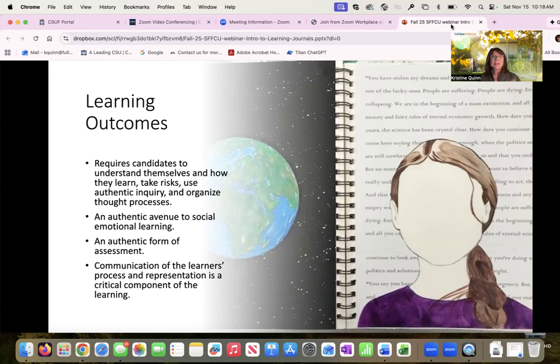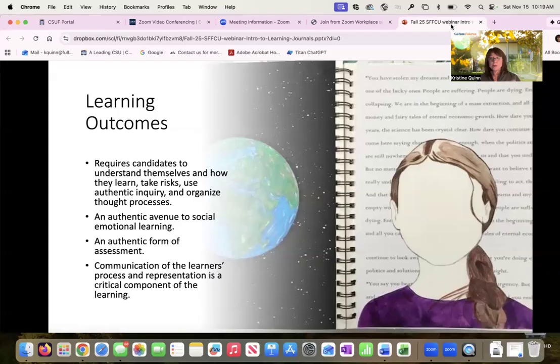This is an authentic avenue to social emotional learning. When students are working through their learning journals, quite often they are connecting to their own needs, to their own ideas, to their emotions. This is a way for students to connect their personal emotions to the content and how they personally feel about it.